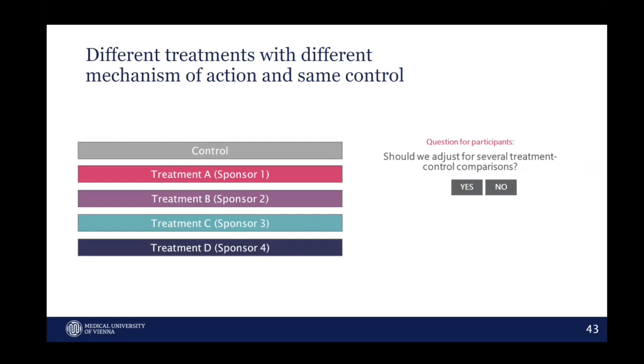So let me summarize some multiplicity discussion in platform trials. We said whether you should adjust or not depends on whether your claims are independent. So think about this scenario. We have different treatments with different mechanisms of action and the same control. It was one of the questions we forwarded to you in the survey. And here, I think many people would now argue, no, there's no need to adjust for multiple comparison, because for sponsor 4, it doesn't matter whether the hypothesis for sponsor 1 is rejected. So in this setting, no need for adjustment.